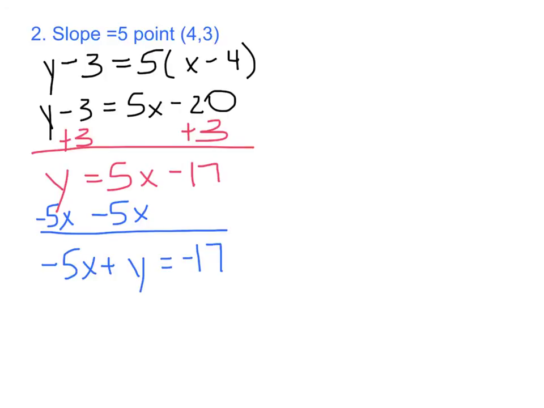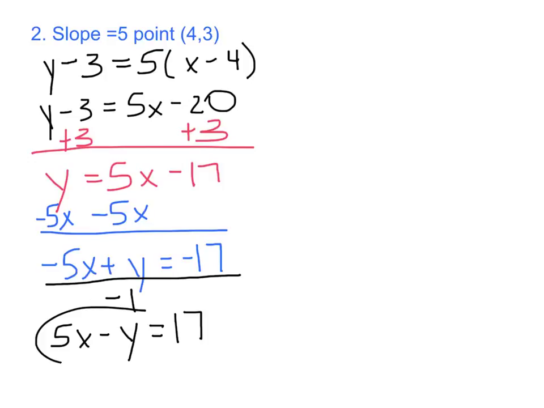But if you remember in the beginning, we can never have a, which is connected to your x, be negative. So in order to get rid of that negative, we are going to divide everything by -1. So now it becomes -5 divided by -1 is going to give us 5x. y divided by -1 is going to be a -y. And -17 divided by -1 is 17. So there is your standard form: 5x minus y equals 17.